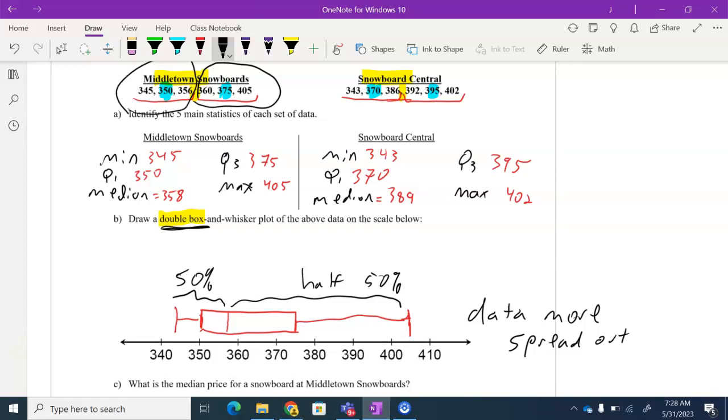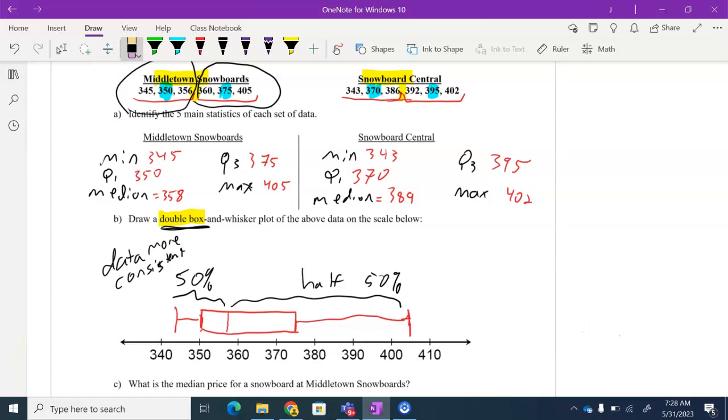There's the same amount of numbers, but this box is tighter, so the numbers are more condensed, more consistent. So there's not as much spread. That's the word that you want to use, spread. If it's spread out or not, or consistent. So it's very important that you realize that a box and whiskers doesn't show the amount of numbers. It shows the spread of the data, how far apart they're spread out. All right. So then that's that.